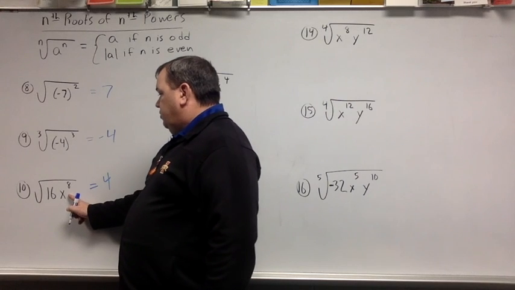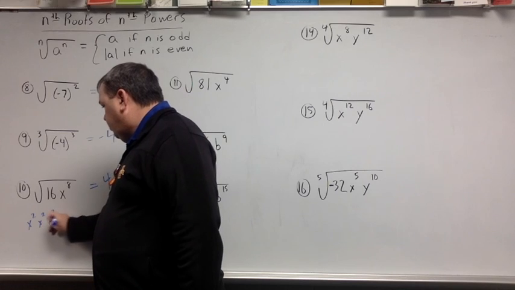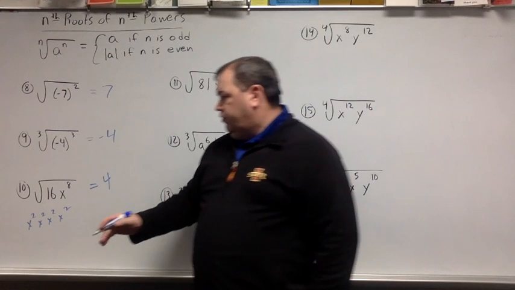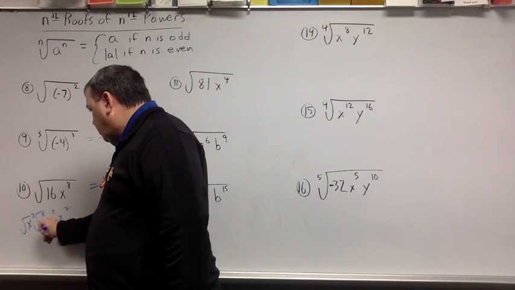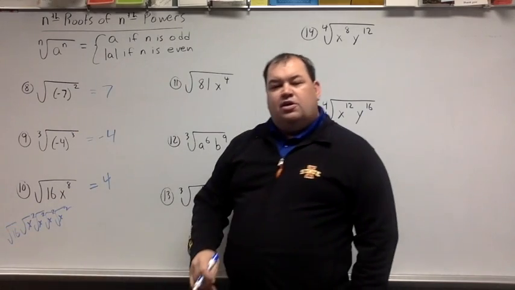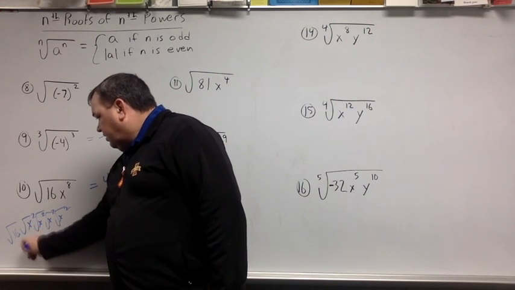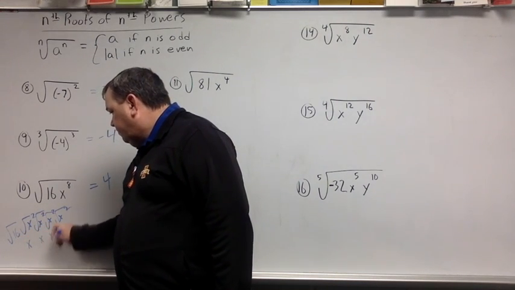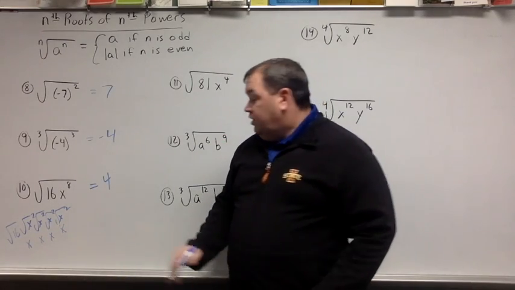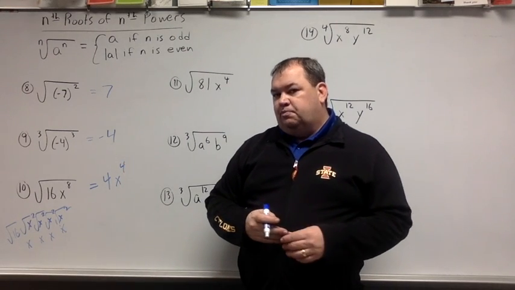But I'm going to write this out as x squared, x squared, x squared, and x squared. And I'm square rooting all 4 of those things. I'm square rooting each part, just like I square rooted the 16. So if I do that, I'm going to get my 4, and I'm going to get an x out of each one of these. But I'm going to go ahead and put those x's back together, and I actually have 4 of those x's.